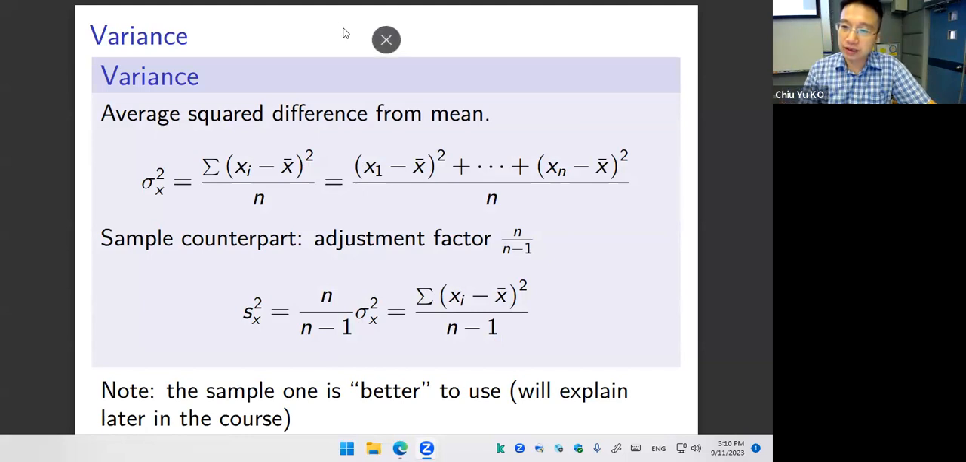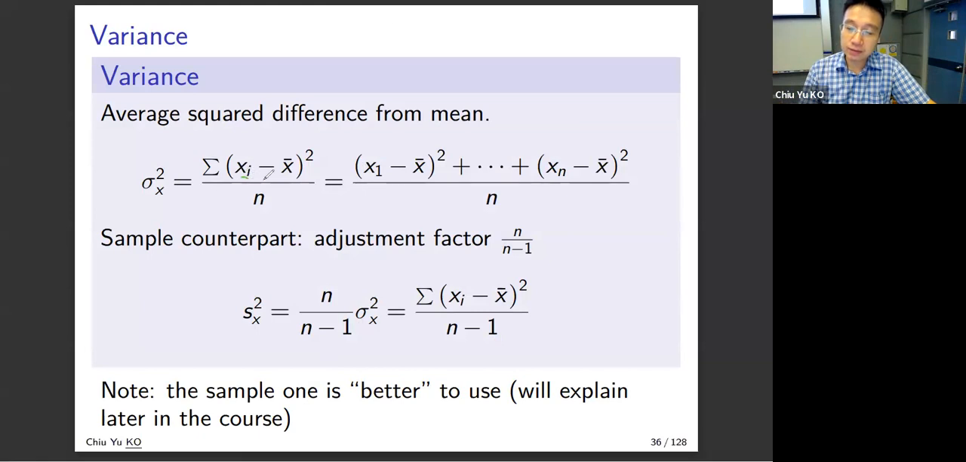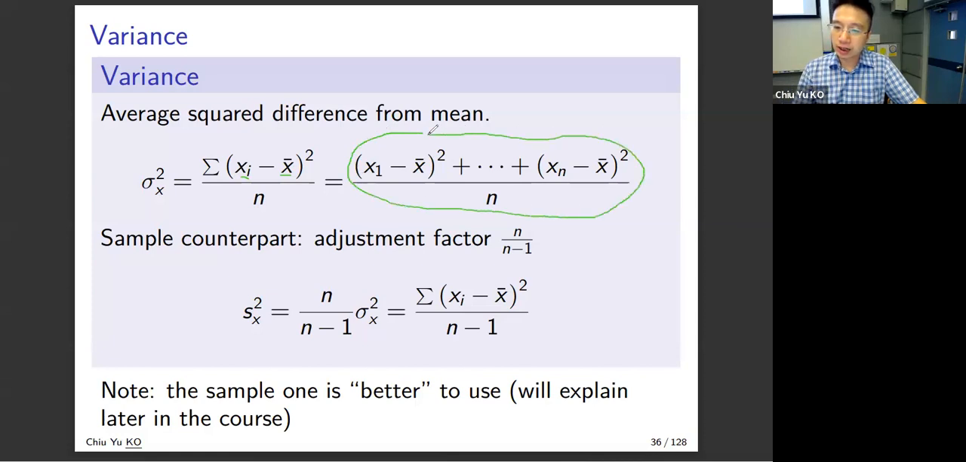By definition, it means that every data point you subtract from the mean, take the square. Average means the sum of them divided by n. Right? Just basically add them up and divide by n. This is the definition. We will go through an example and how you can do it, but this is the definition.